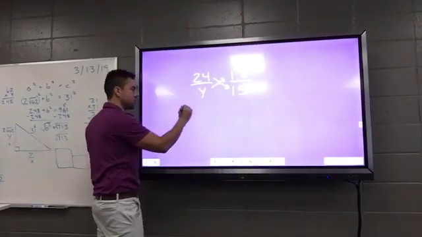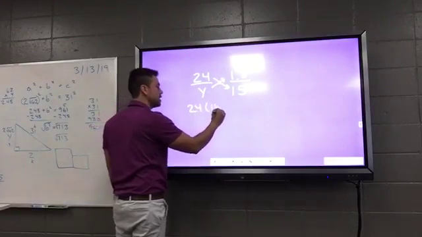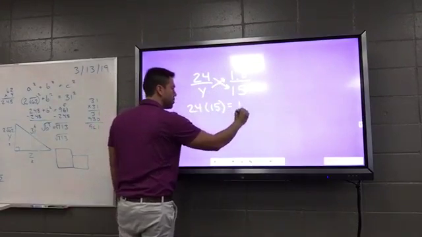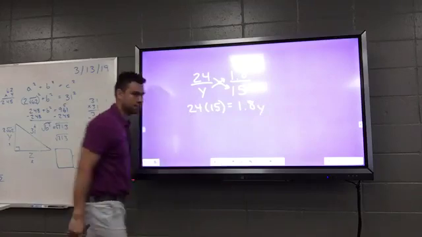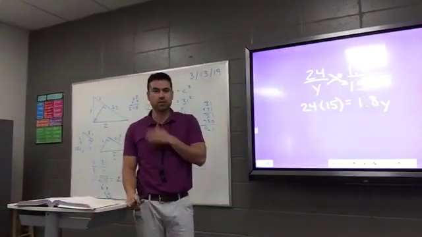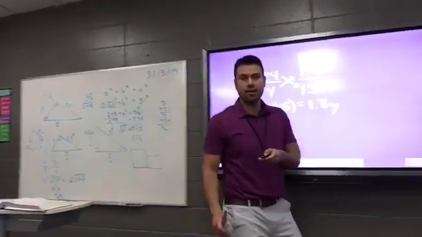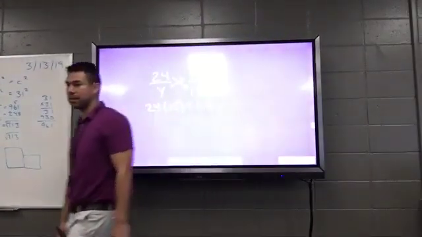So first you're going to do 24 times 15. And then you're going to do 1.8 times y. So get your 24 times 15. Again, guys, you don't always just get these off the top of your head because they do get tougher.